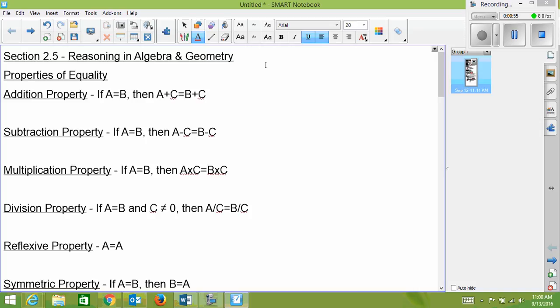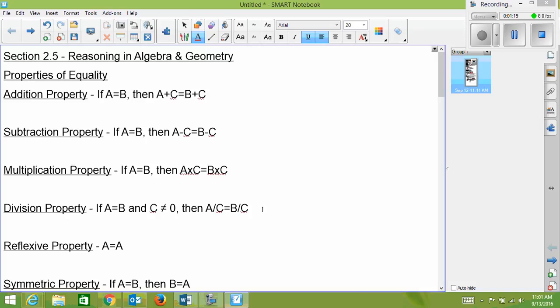Subtraction property: if A equals B, then A minus C would equal B minus C. Well, obviously, if A and B are equal, and you subtract the same number from both, it's going to be the same. Multiplication property of equality: if A equals B, then A times C is going to equal B times C. So these three right here are all the same concept, okay?